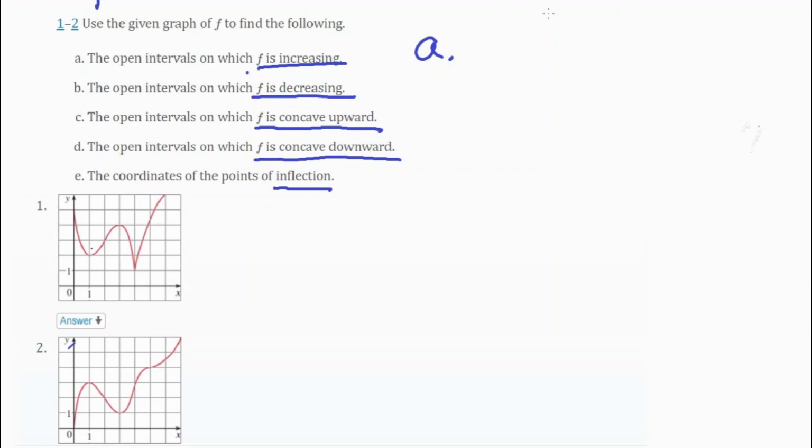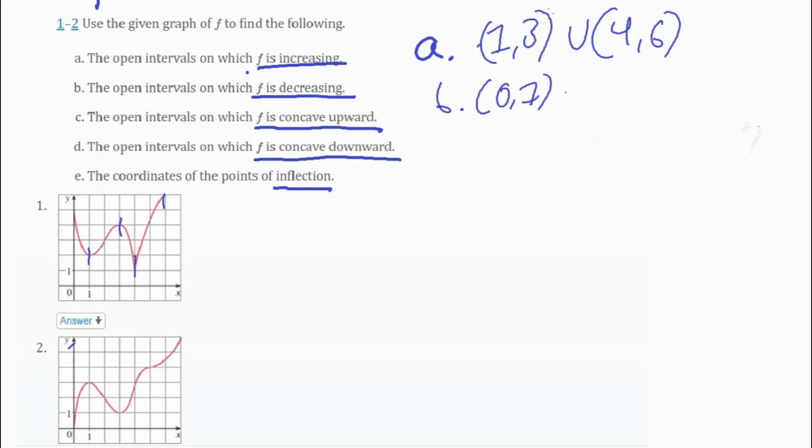So f is increasing on the interval from 1 to 3, and it's also increasing on the interval from 4 to 6. So we can write 1 to 3 and 4 to 6. And for B, we have to find on which intervals f is decreasing, which would just be the opposite. It would be 0 to 1 as our first interval, and it's also decreasing on the interval 3 to 4. That's it. It's only decreasing on 2 intervals.